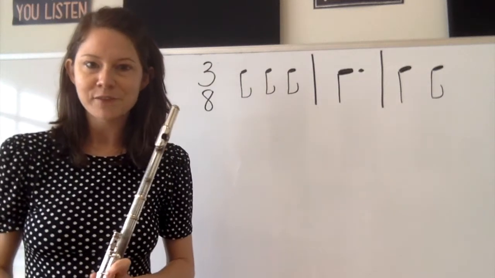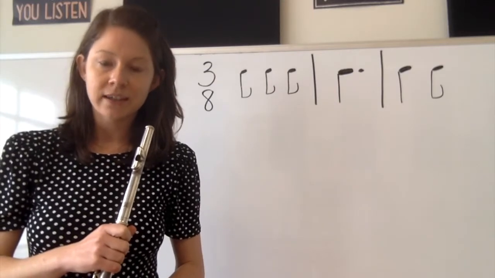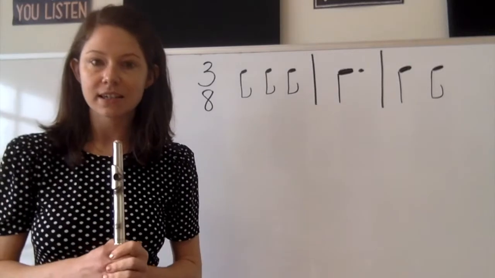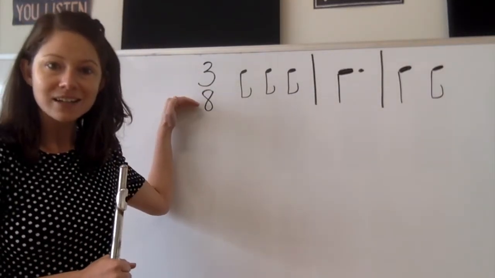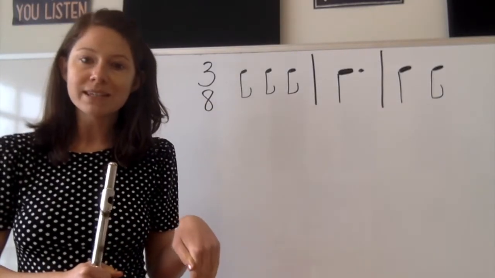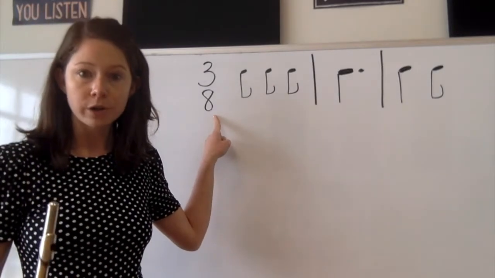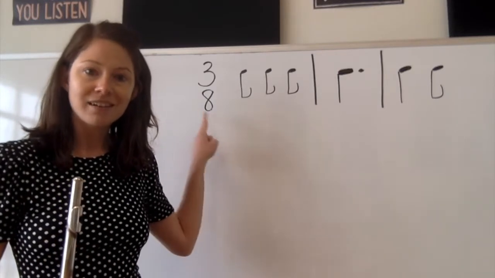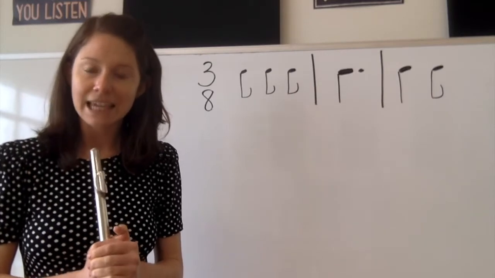Good morning or afternoon. We are learning about 3/8 time signature today. So the fraction here, 3/8, again, tells you how many beats per measure and what kind of note gets the beat. Up until this point, we have only seen a 4 on the bottom. So we've always been counting with our quarter note getting our beat. Now we have an 8 on the bottom. So we will have the 8th note getting the beat.